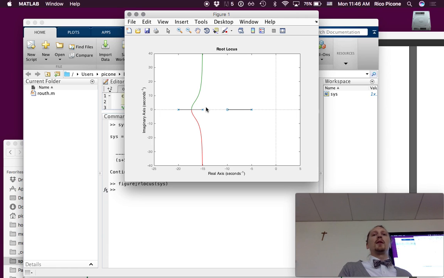If we were to compute it, it would turn out that the angles would be plus 90 and minus 90 degrees. And the center of that would be somewhere around -15. And the root locus plot will approach those asymptotes as it goes to infinity.